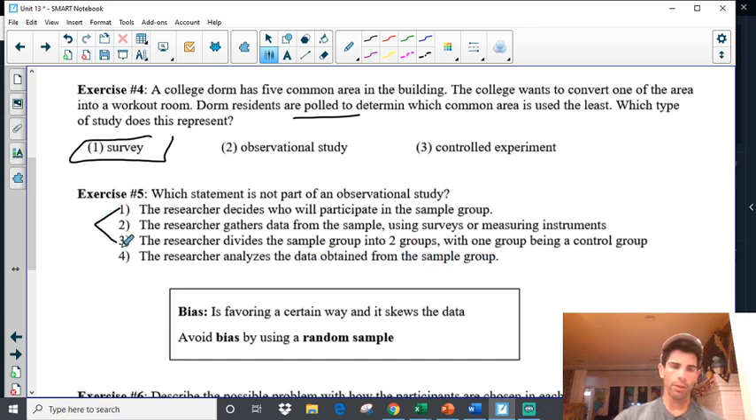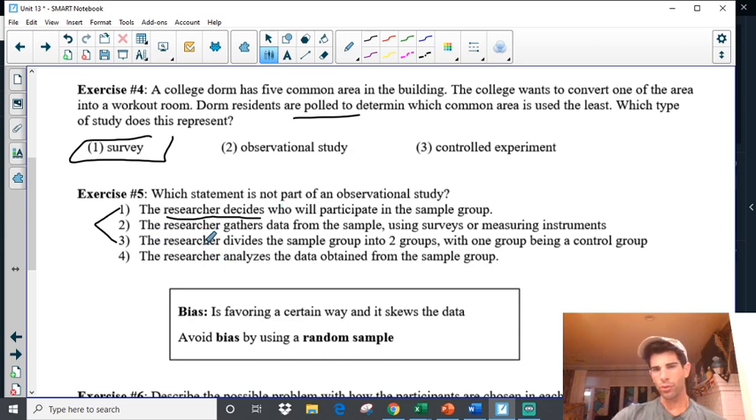Okay, 1 and 3 are usually the ones that people kind of go after. I like 1 for this one because if you're doing an observational study, you should have as minimal contact as you can. And since the researcher is deciding who's going to participate, that becomes a little bias in that part.